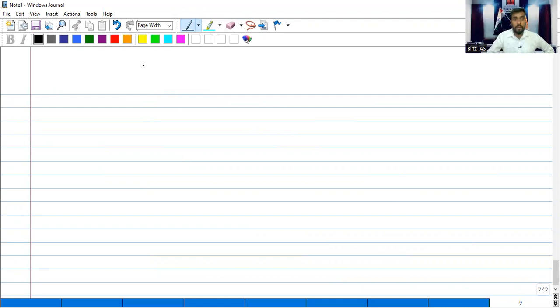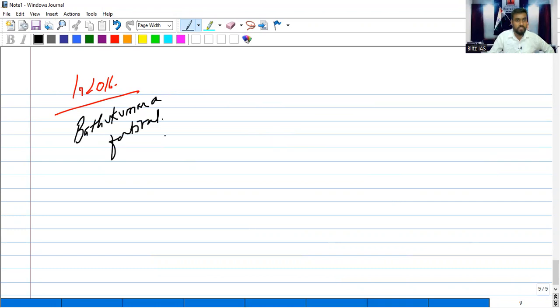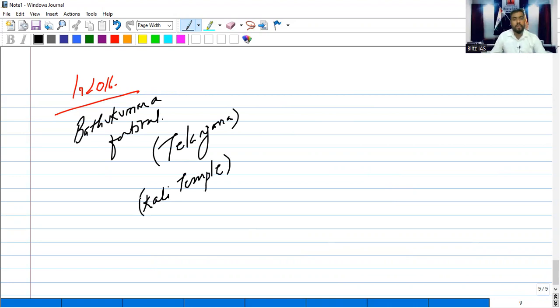I still remember in 2016, there's a festival in Telangana. It's called Bathukamma Festival. Every year they used to celebrate this Bathukamma festival in Telangana. And this festival actually is on the foothills of the Kali Hills. There is a Kali temple, a Kali Mata temple in Telangana near Hyderabad. This festival is organized every year in Kali temple.